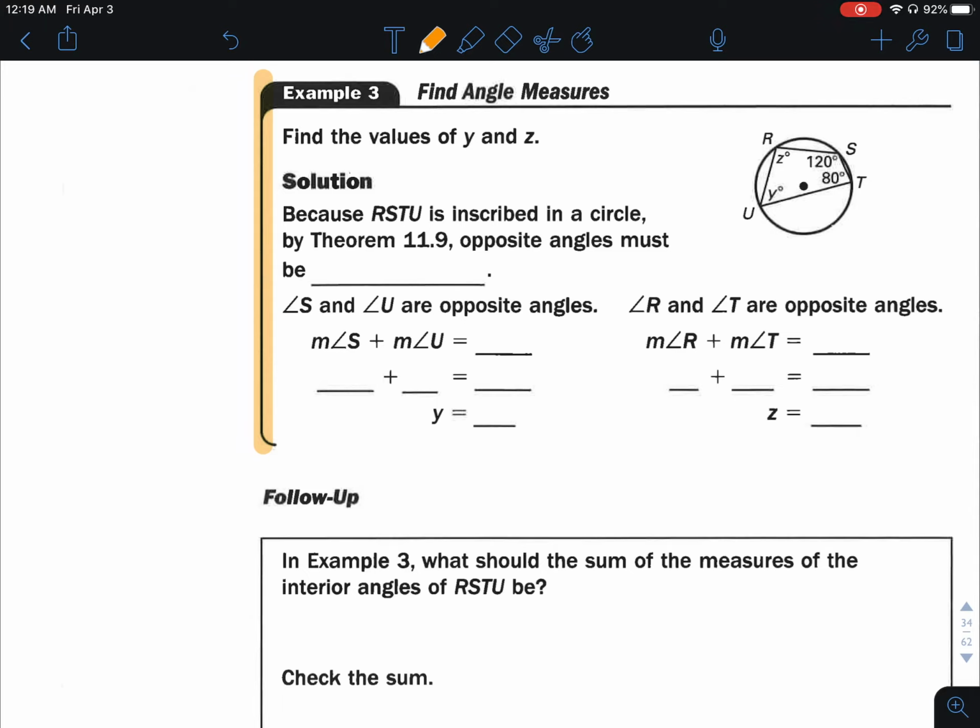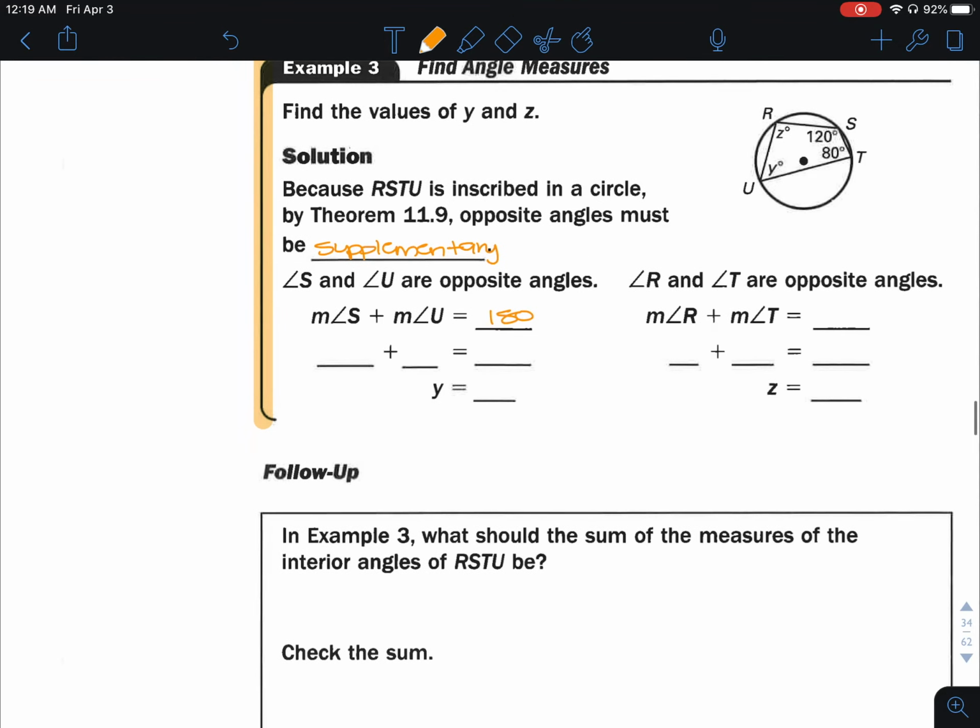Let's talk about example 3. Find the values of x and y. Because RSUT is inscribed in a circle, by theorem 11.9, opposite angles must be supplementary. Angle U and angle S are opposite angles, right? So I can add those two to equal 180. U is y, so I'm going to replace U with y. S is 120, so I'm going to replace S with 120. Again, my 180 stays the same. Subtract that 120 over, I get y to be 60.